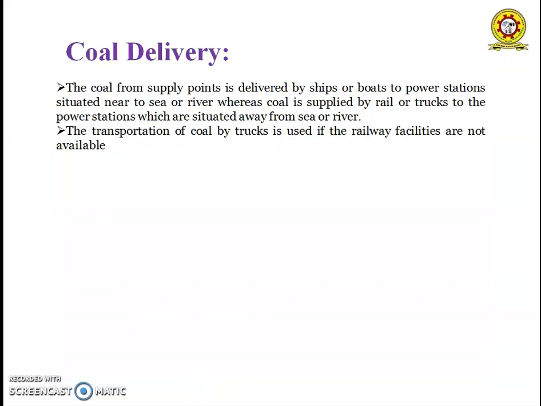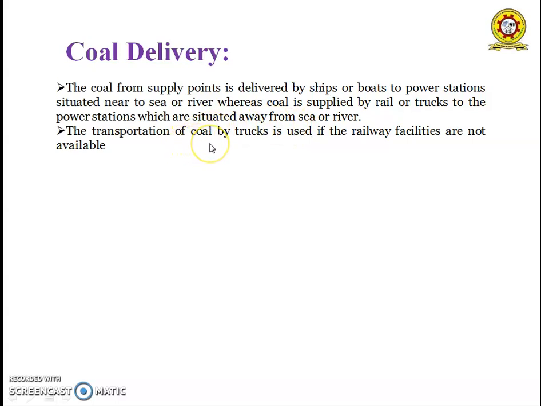In that, the first one is coal delivery. The coal delivery from the supply point is delivered by the ships or boats to the power stations near to the sea or the river, where coal is supplied by rails or trucks to the suited area away from the sea or river.